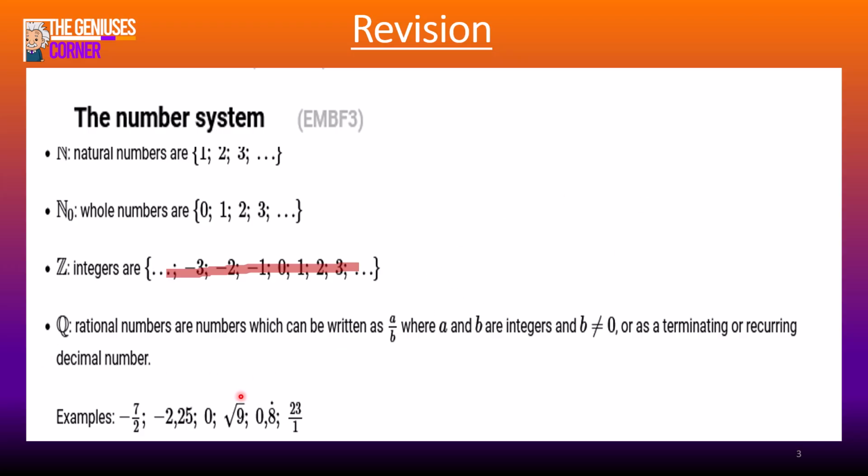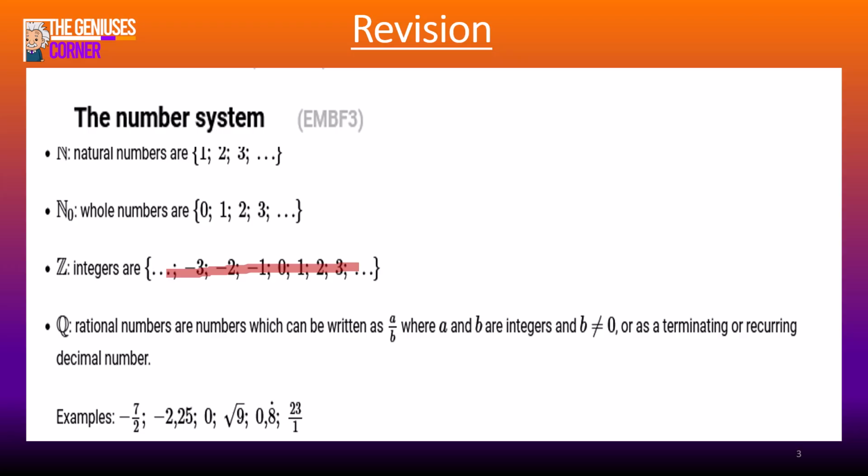All right. And then we have examples here. Minus 7 over 2 is an example of a rational number. Minus 2.25, rational number. 0 is a rational number. Square root of 9 is a rational number. 0.8 with a dot on top of the 8 shows us that the number is recurring, so that's a recurring decimal. And then we have 23 over 1. That's also a rational number.